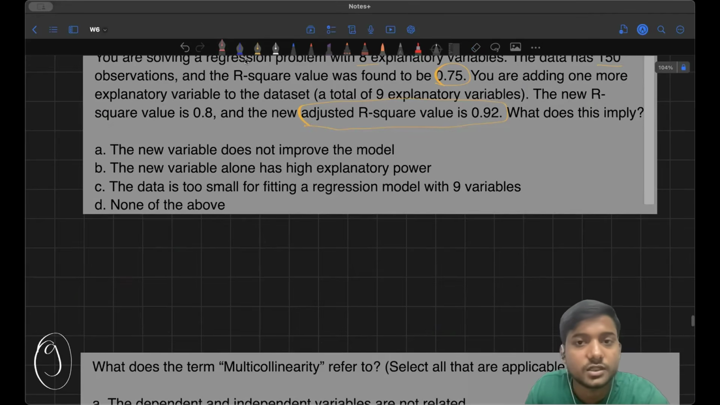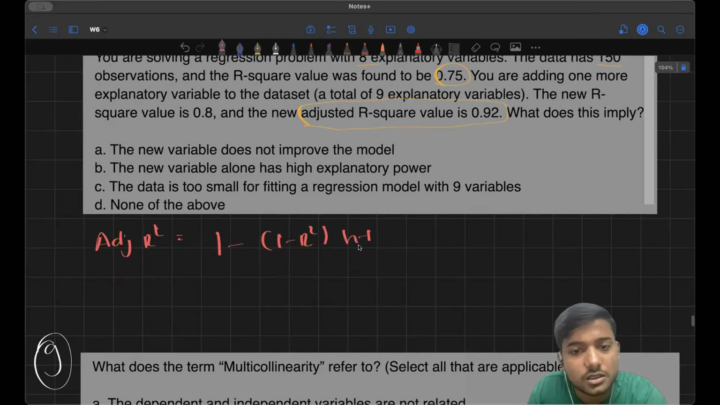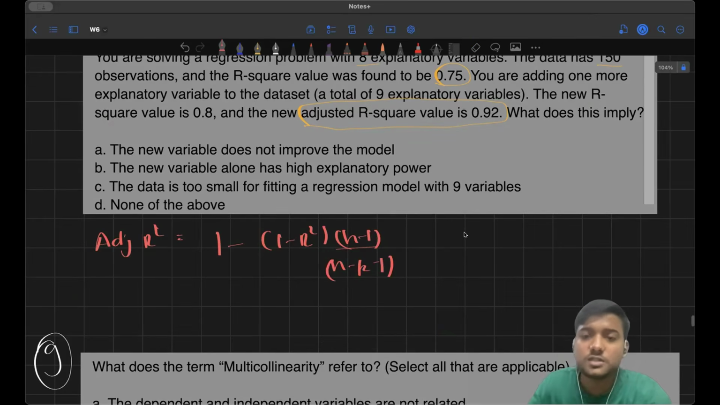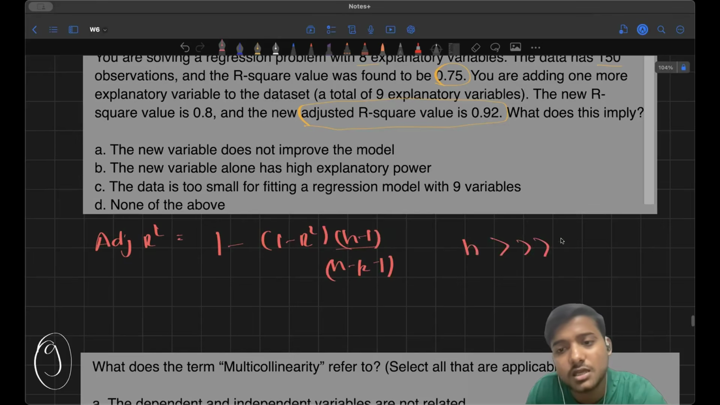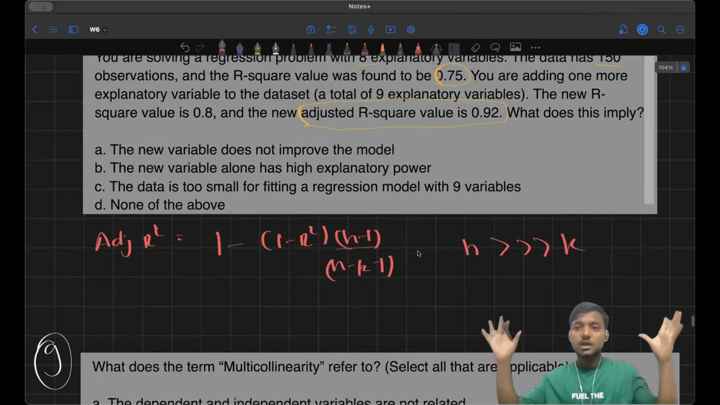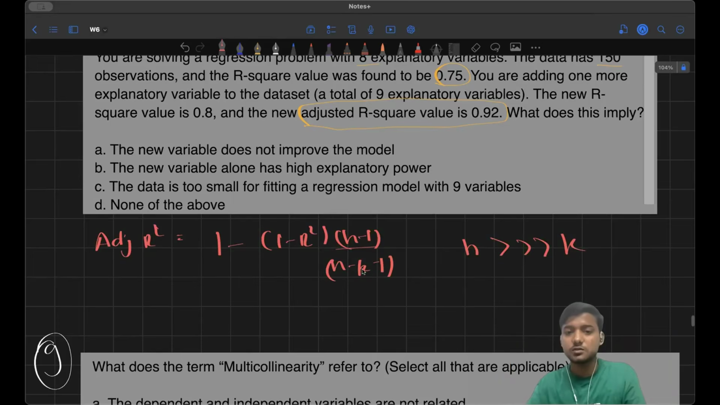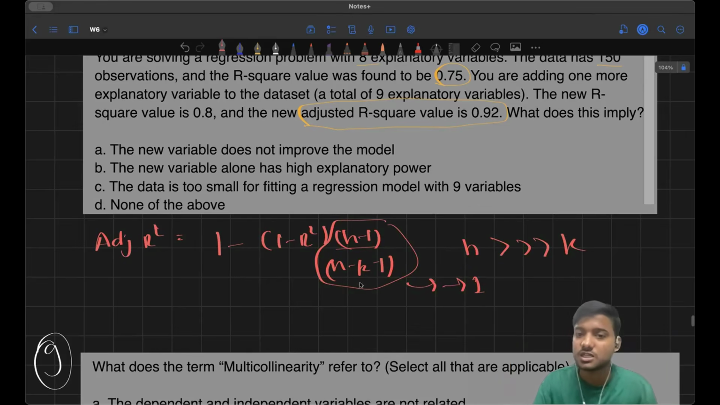So this is the formula. Adjusted R square is 1 minus (1 minus R square) times (n minus 1) upon (n minus k minus 1), right? Now, if n is much, much higher than k, let's say we had 1 lakh rows and only 2 columns. So k is equal to 2 and n is 1 lakh. So this fraction is practically tending to 1. You can ignore the k because k is much, much smaller with respect to n. So both these things become n minus 1, n minus 1.